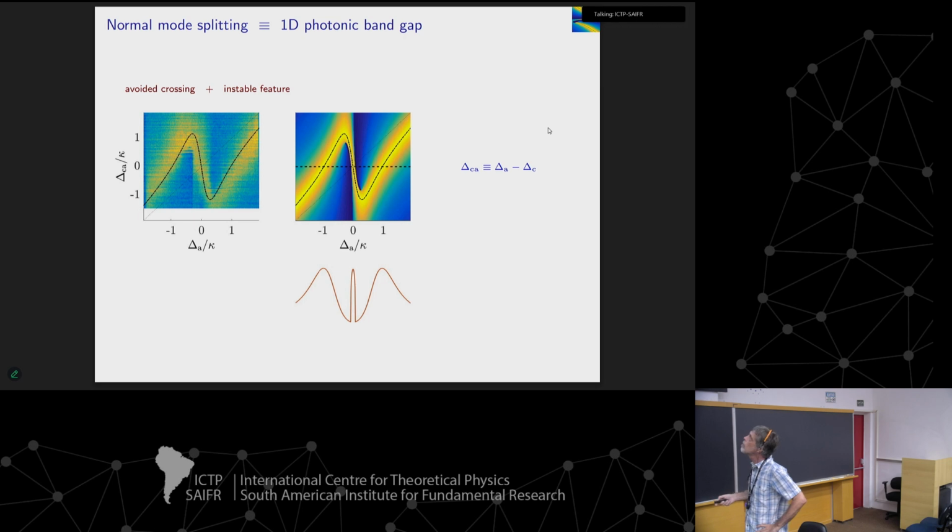And the normal modes, normally, so here we can scan the frequency of the laser with respect to the atomic transition. We can also scan the cavity with respect to the atomic transition. And what you normally would expect, if it was a classical scatterer, would be a normal mode splitting of this, an avoided crossing of these normal modes. Okay? So without this central feature.